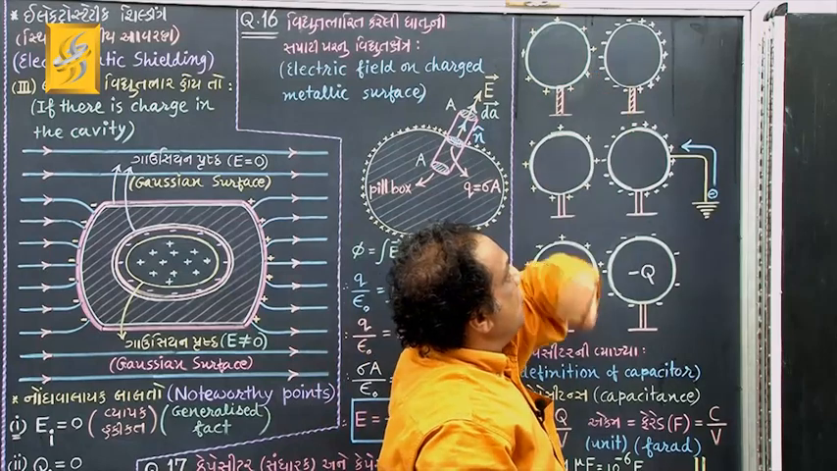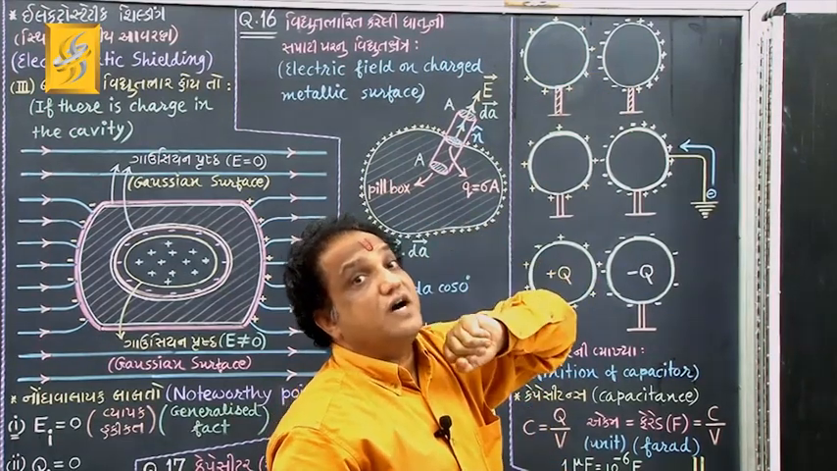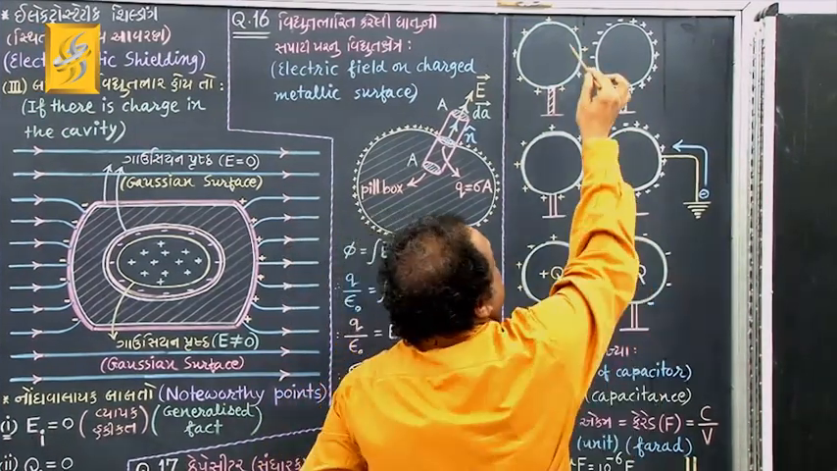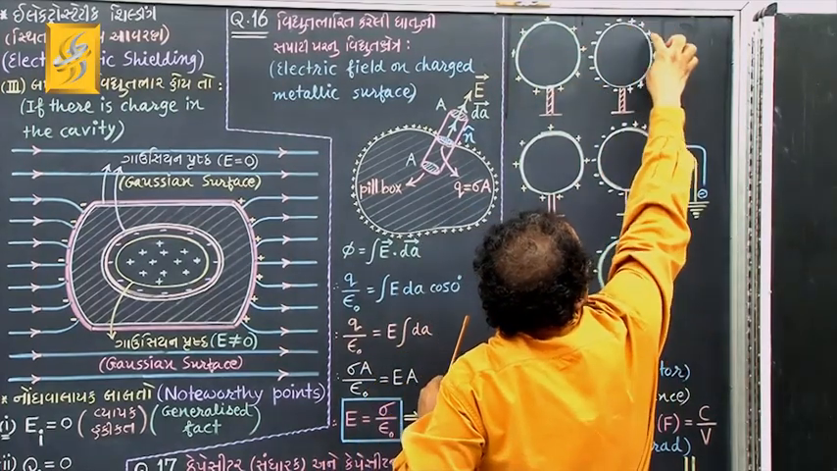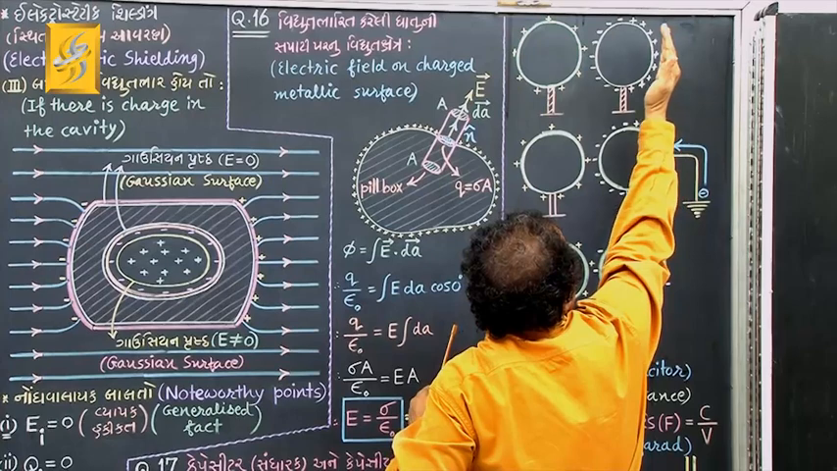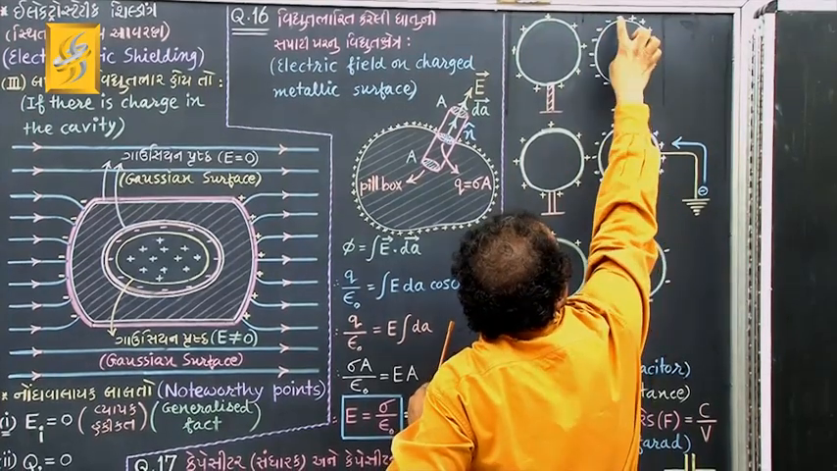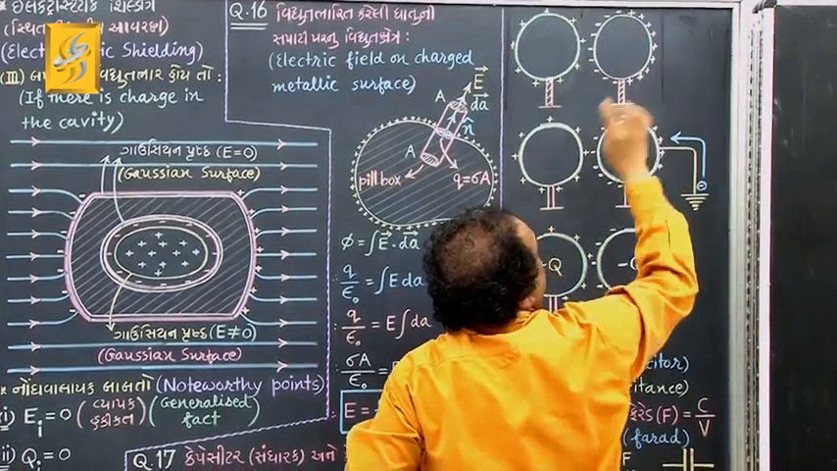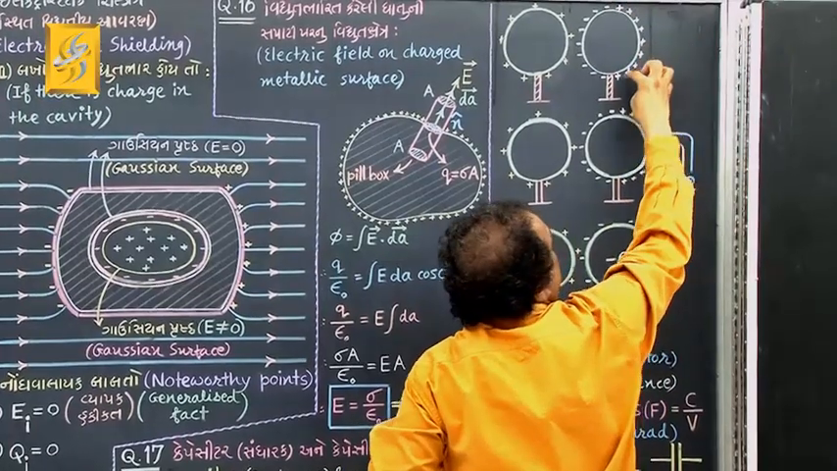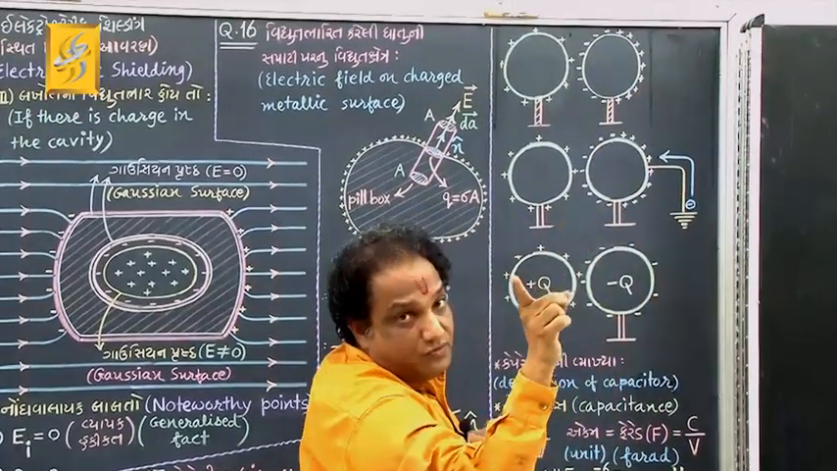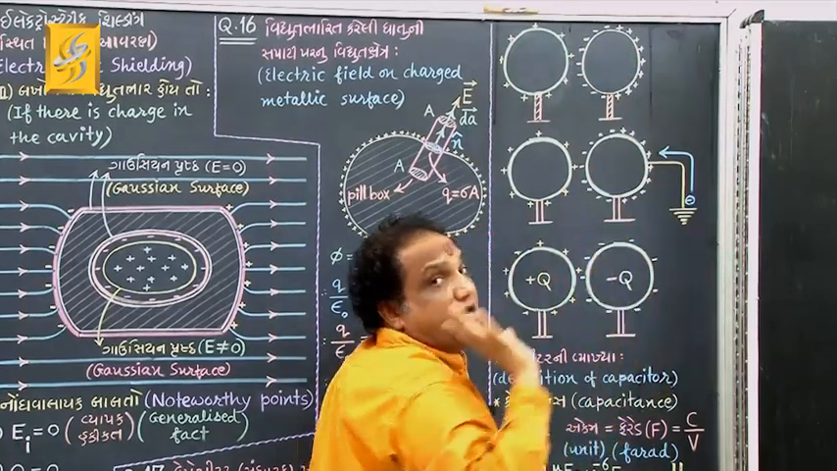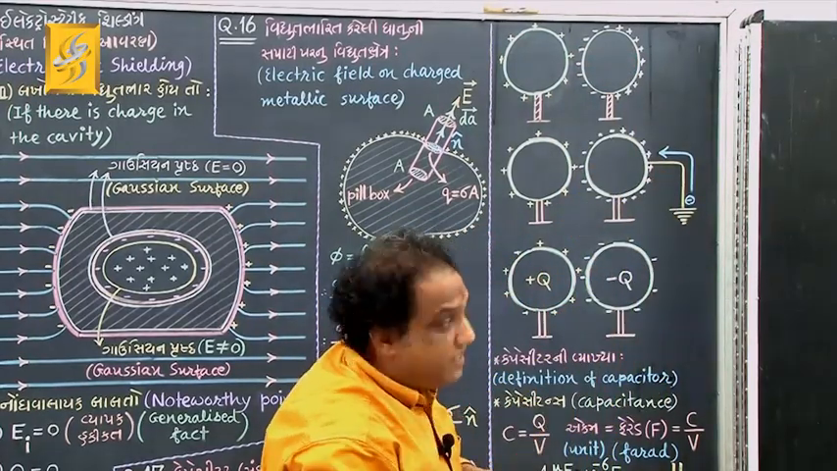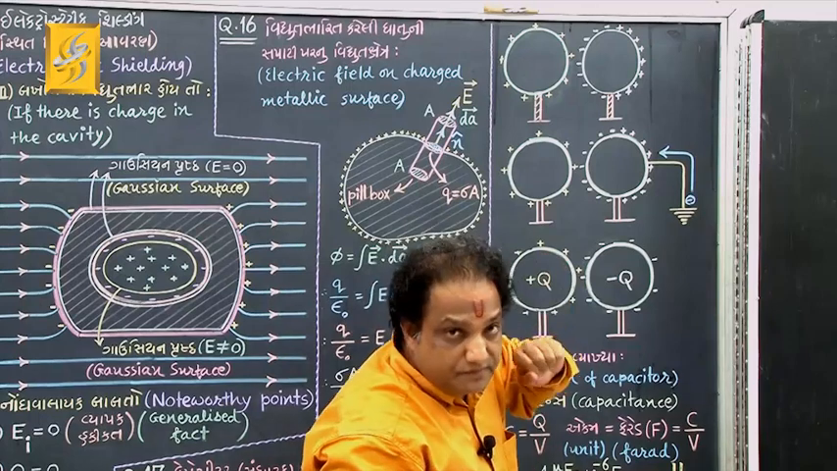Because it is kept very close, there will be induction of charge. Because of the presence of positive charge here, electrons from this part of the surface will migrate this way and will be deposited here. So this part of the surface, after losing electrons, will become positive, and this part of the surface, after gaining electrons, will become negative, but still it is electrically neutral.